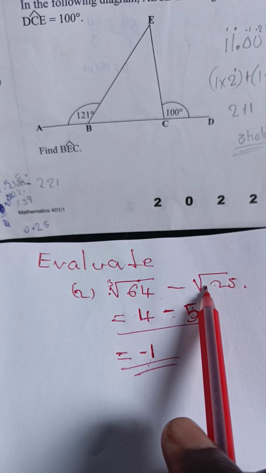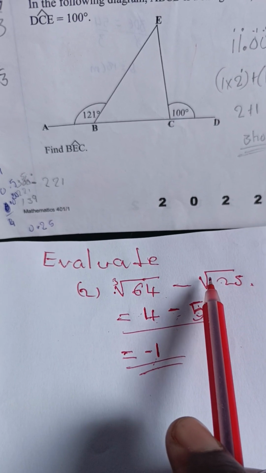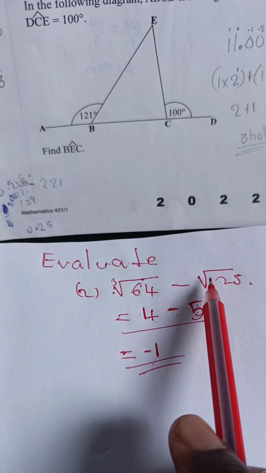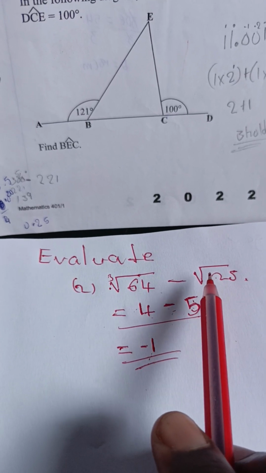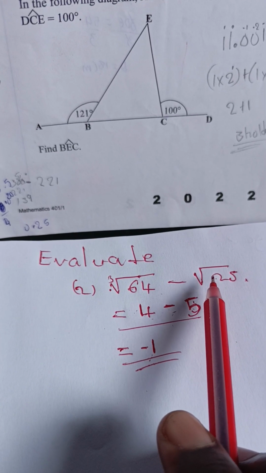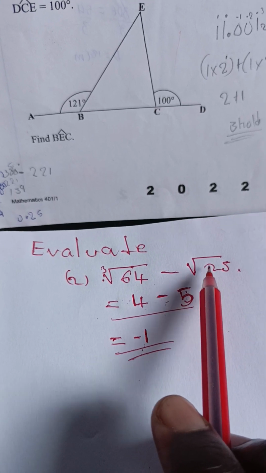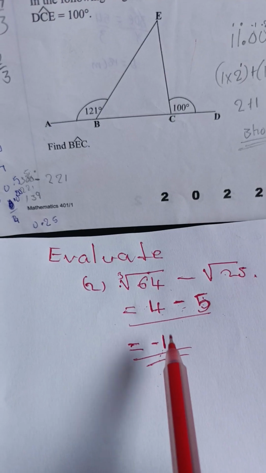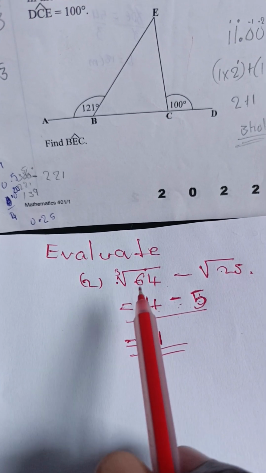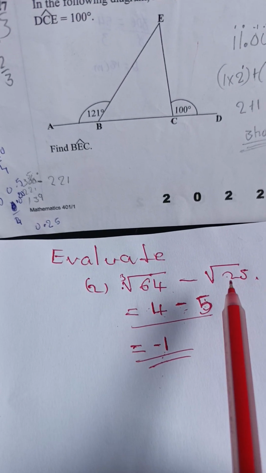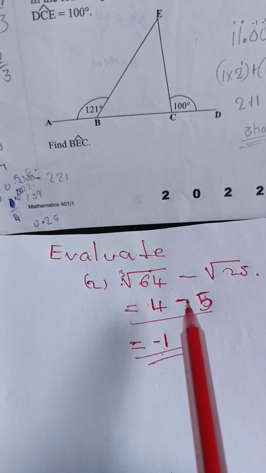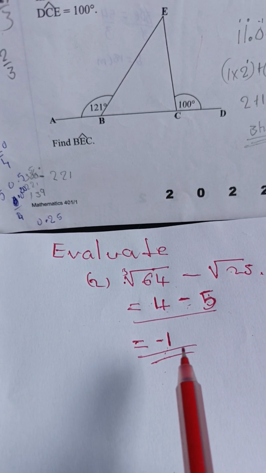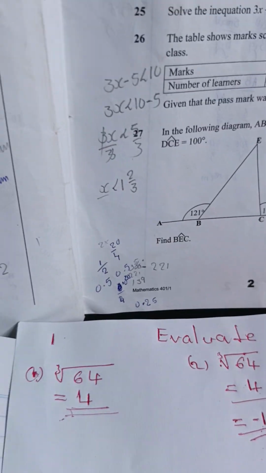If they just bring a square root like this, it means they're looking for a number that you can multiply by itself two times to give you that given number. Like here, they're asking for a number that we multiply by itself to give us 25, which is 5. So here we have subtracted the square root of 25 from the cube root of 64, and we have gotten negative 1. We are going to another past paper.